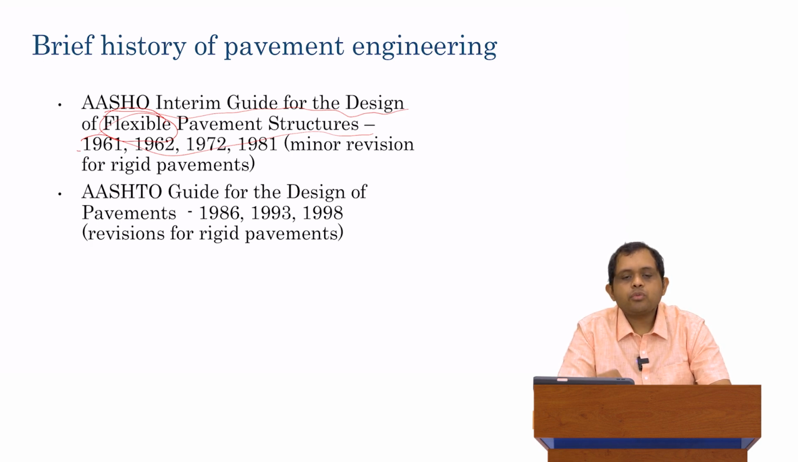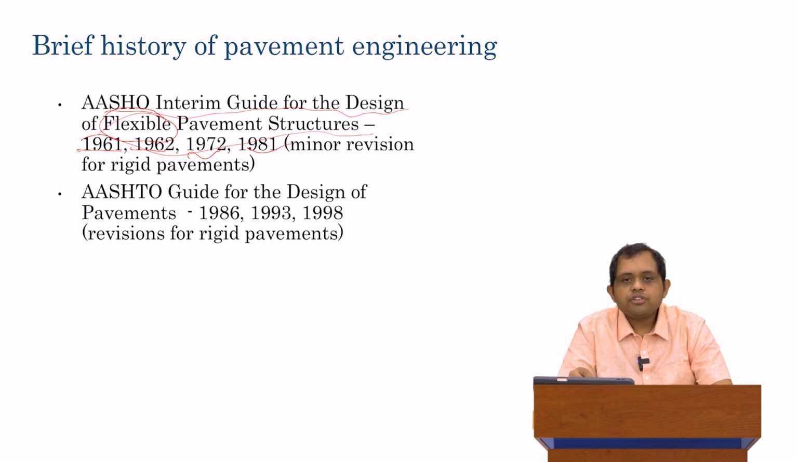Now, in 1961, you had that edition. The very next year, 1962, introduced some more modifications, which included some design methods for rigid pavements as well. So the rigid pavements came a little bit after the flexible pavements. 1972 and 1981, further revisions came out for the interim guide.